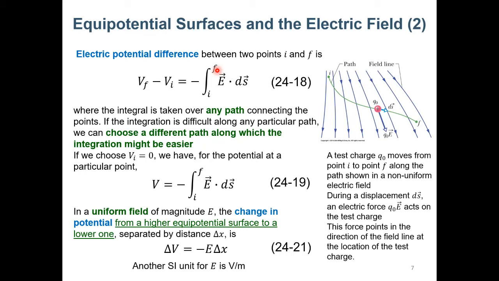No, it should be W. W is the work done. And then the potential energy change should be negative W, so we have a negative sign there. And then finally, V should be U over Q.